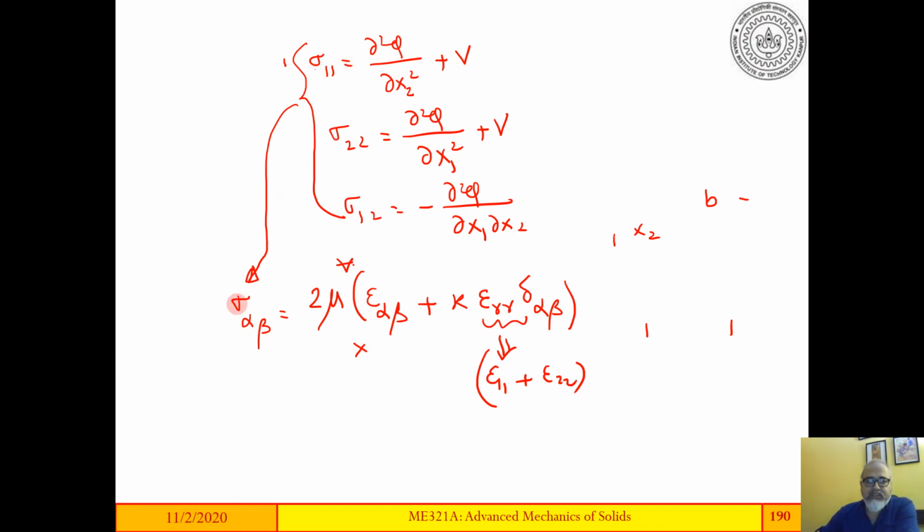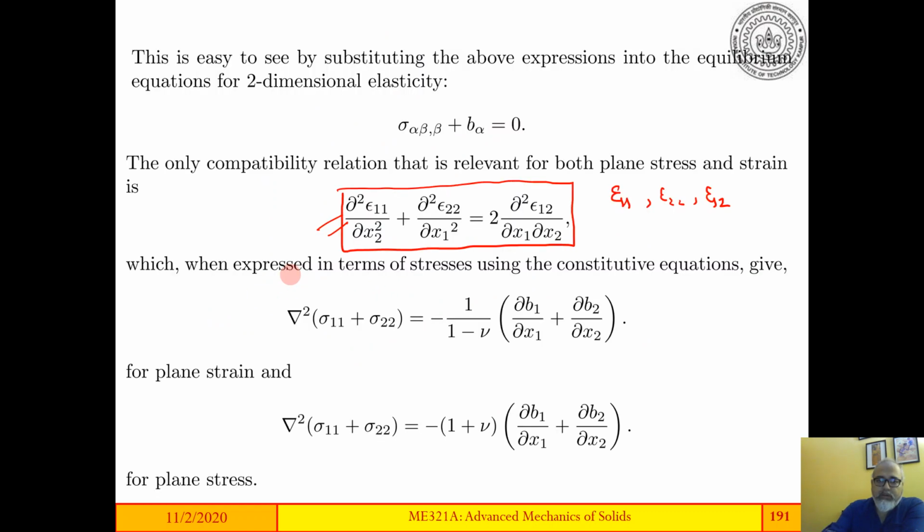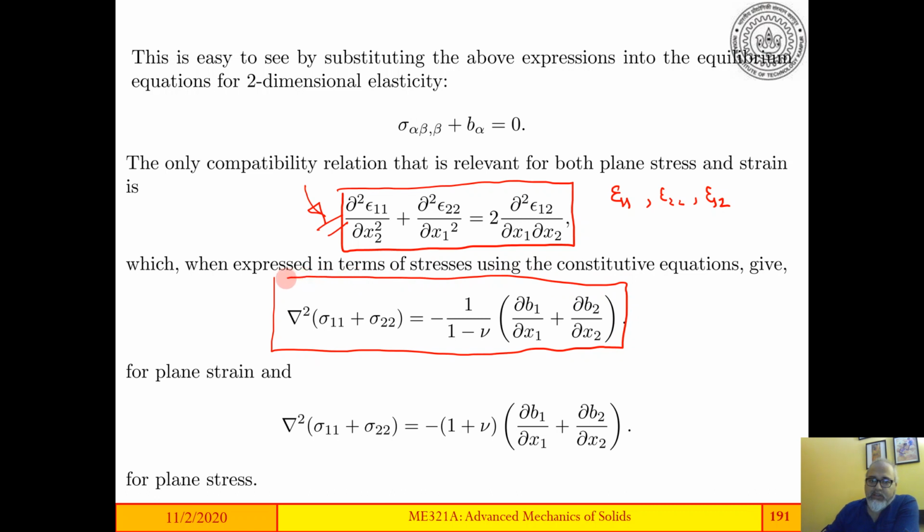So I plug in the stresses on the left hand side, and then I have epsilon 11, 22 and 12 on the right hand side. I solve for epsilon 11, 22, 12 in terms of sigma 11, 22, 12, and then I put them back into this equation, taking care of the fact that kappa is different for plane strain and plane stress. So when I do that, I get this equation after a bit of a tedious calculation that I suggest that you go through. This is for plane strain and this is for plane stress.